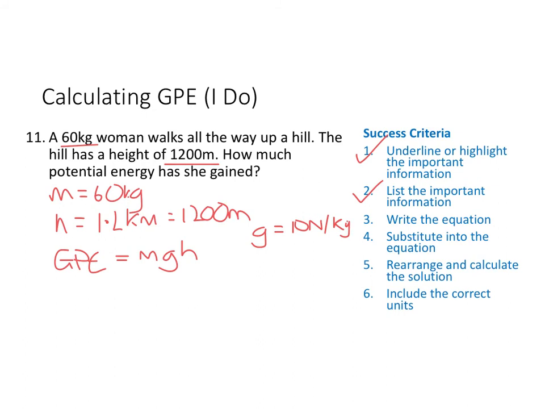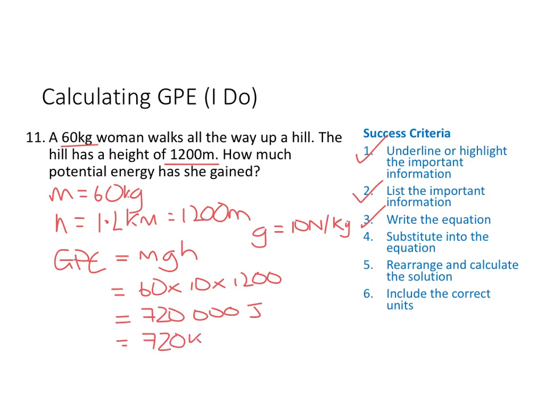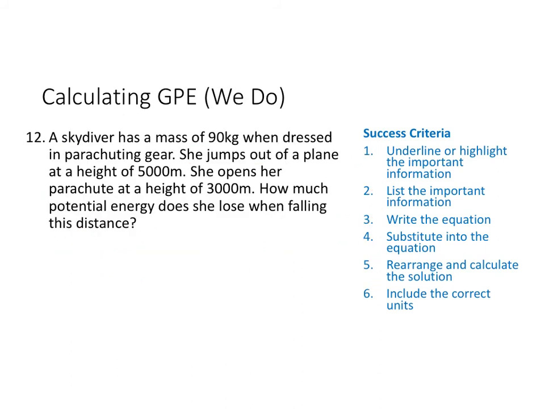So let's work this out then. We've written the equation, let's substitute in. So we're going to get 60 times 10 times 1,200. So 60 times 10 is obviously 600. Multiply that by 1,200. I did this on my calculator to make sure I got it right. That gives us 720,000 joules. Remember again, we could write 720 kilojoules, remembering that kilo, the k, means thousand. Substitute, rearrange, include the correct units.